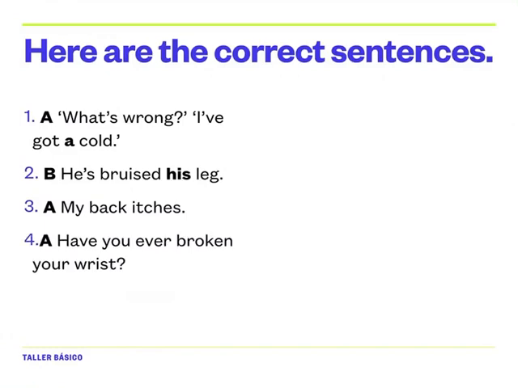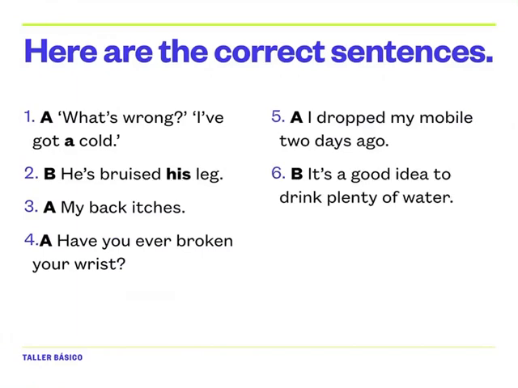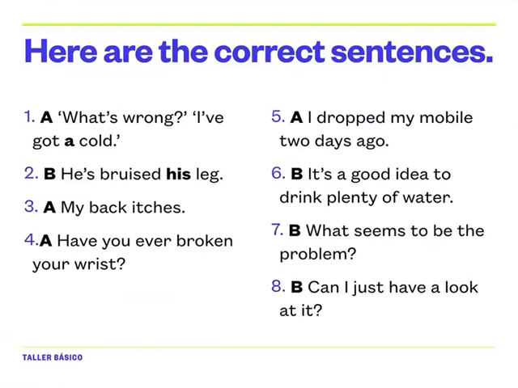Number 5 is letter A. I dropped my mobile 2 days ago. Number 6 is letter B. It's a good idea to drink plenty of water. Number 7 is letter B. What seems to be the problem? And finally, number 8 is letter B. Can I just have a look at it?